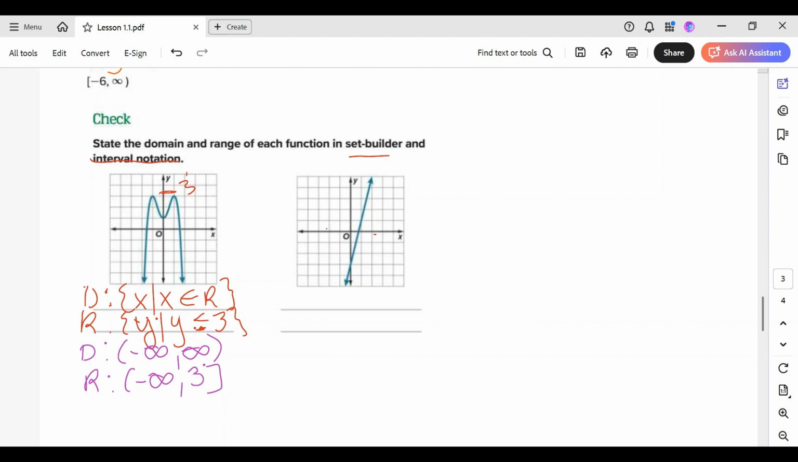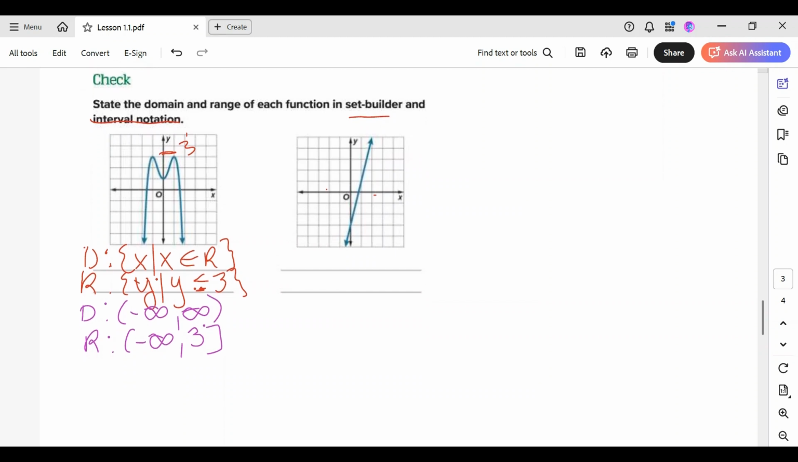Now when we go to the other graph, notice that the graph is going from left to right. So if I were to tilt my graph to run it parallel to the x-axis, our domain is going to be x, where x is all reals.